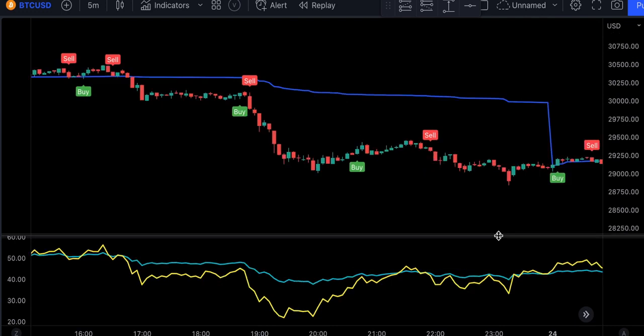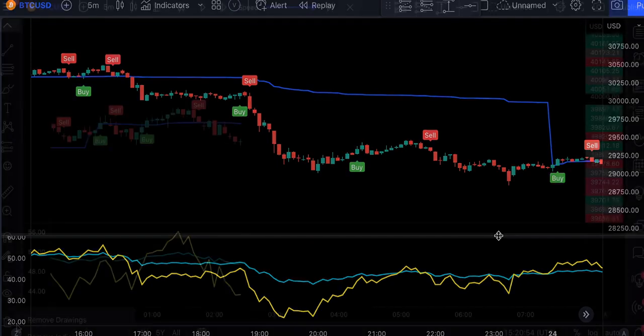This volume weighted moving average works even better than the regular standard moving average. So let's actually do our backtesting and see if the results are any better.